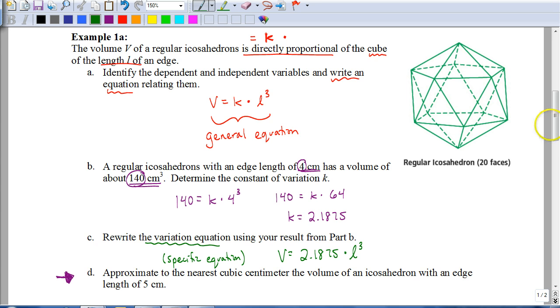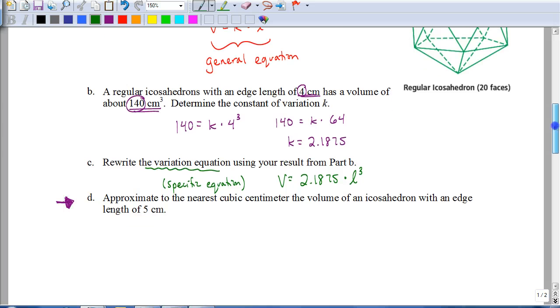So now if I wanted to find the volume of any icosahedron, including the one in my classroom, I could just measure the length of one of the sides, plug it in here for L, and I could get the volume. So in part D it says approximate to the nearest cubic centimeter the volume of an icosahedron with an edge length of 5. What I'm going to do is I'm going to put 5 in for L.